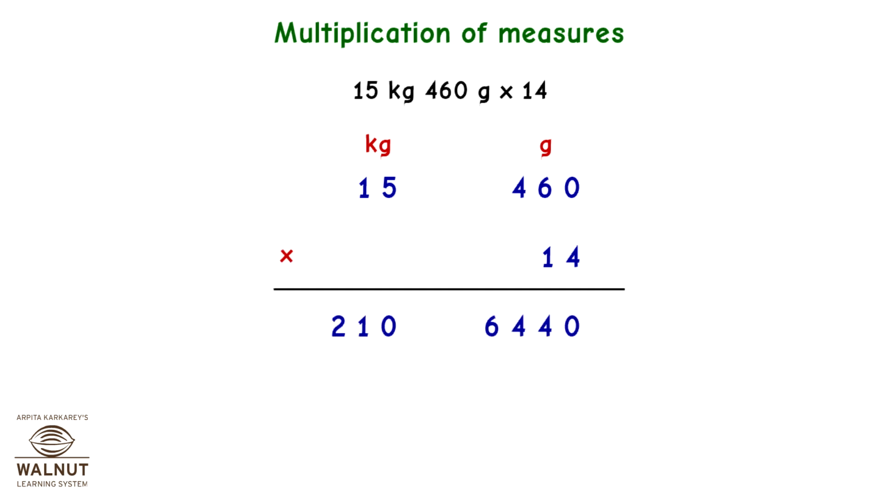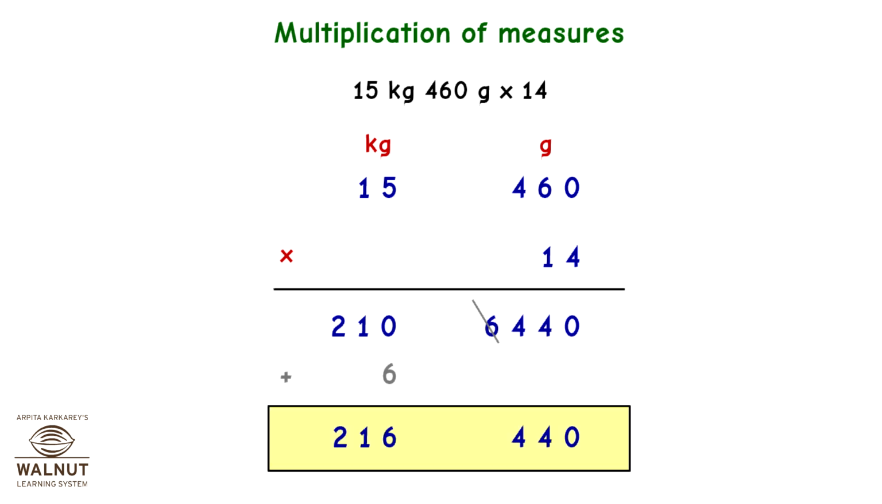Look at the unit under grams. We can see that we have to adjust it. We know that 1000 grams is equal to 1 kg. Here we have 6 kilograms which we can club with the kilograms and keep the remaining grams. Then we keep the remaining grams. We add up the kilograms and that is our answer.